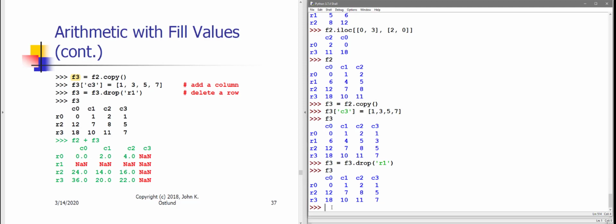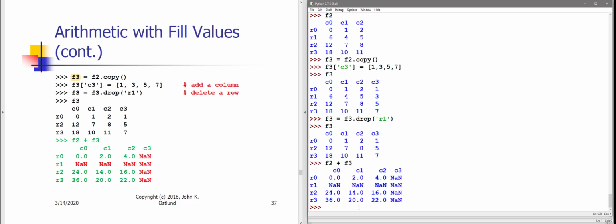If I add these together, F2 plus F3, well, let's see. F2 doesn't have C3, so I'm going to get a bunch of not numbers for column 3. And F2 does have row R1, but F3 does not, so I'm going to get a bunch of not numbers for row R1 as well. All right, so I've got this whole row of not numbers in row R1 of the sum, and this column of not numbers in column 3.